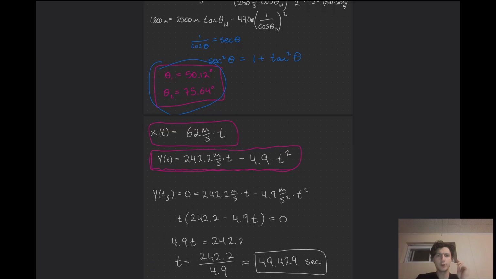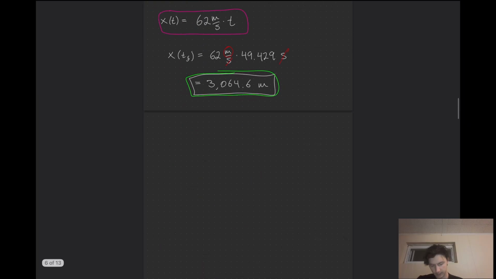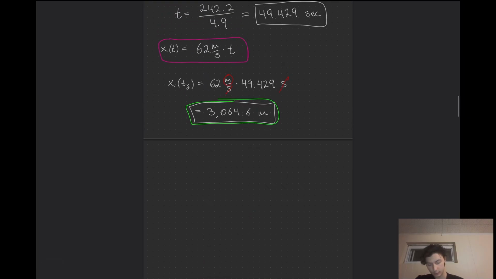All right, so I'm looking at the solution, and it looks like we did get the same values for the angles. Thank you, ChatGPT. So the low angle is actually 50.1 degrees, and the high angle is 75.6. Then they plug it into the range equation, and they see that it is 3,070. So they round this a little bit up. 3,070 meters is where the cannonball lands.